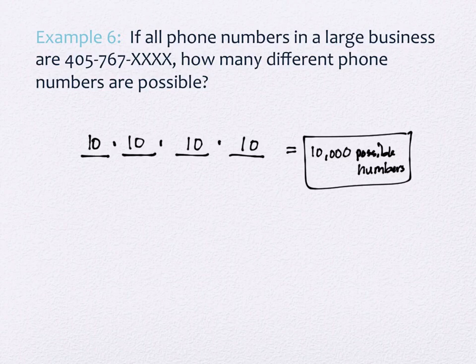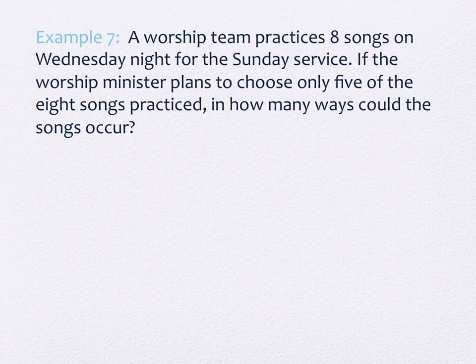Okay, ready to try another one? A worship team practices 8 songs on Wednesday night for the Sunday service. If the worship minister plans to choose only 5 of the 8 songs, in how many ways could the songs occur? This is the way music works, right? Like you practice lots of things. If you're in any musical groups on campus, this is probably what you guys do too. You practice lots of different pieces, and then when you go somewhere, you don't perform them all, right? You perform some smaller collection of them usually. So this is what's happening with this worship team. They've got a repertoire. They've practiced 8. They're only going to choose 5 on Sunday.